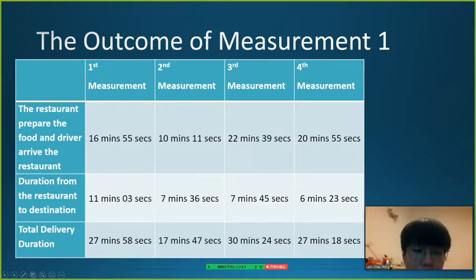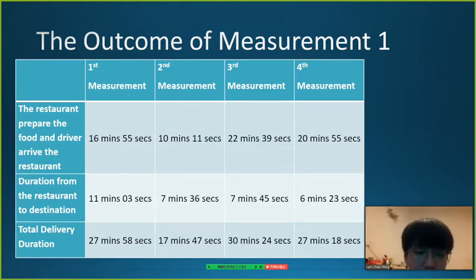The total time duration of the first measurement in this performance measurement is 27 minutes 58 seconds. The duration of the first process, which is the restaurant preparing time and the driver arriving at the restaurant, is 16 minutes 55 seconds. The second process, which is the time duration of the driver delivering the food from the restaurant to the destination, is 11 minutes 3 seconds. This is the longest time among these four measurements because there was a run at that time, and it ended after the first driver finished the delivery.